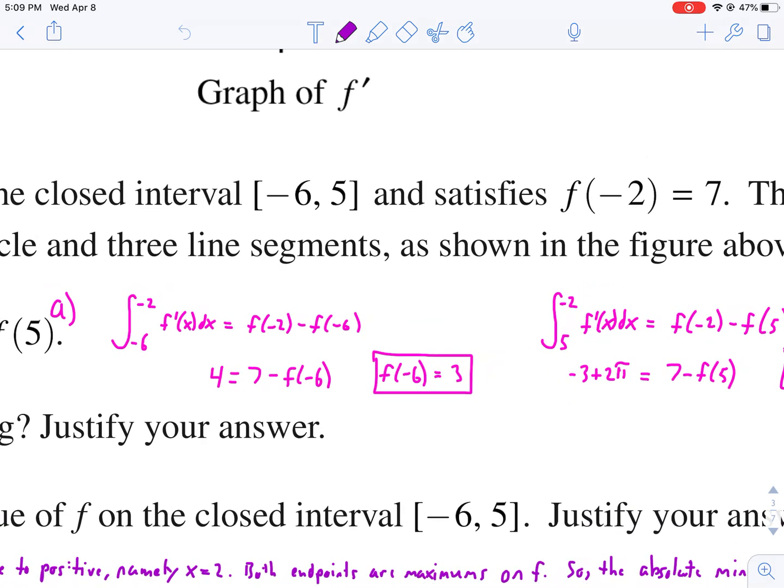So here's me plugging those numbers in. That triangle has an area of 4. And so you get 4 equals 7 minus f of negative 6. Solve that and you get f of negative 6 equals 3.